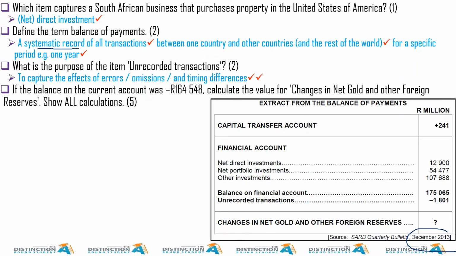What is the purpose of the item unrecorded transactions? I think it's obvious that it's there to capture or deal with any errors or omissions.